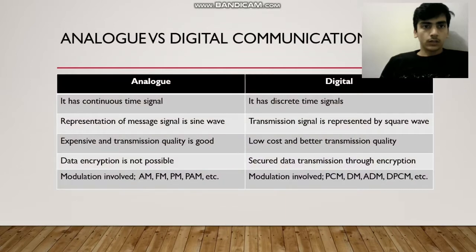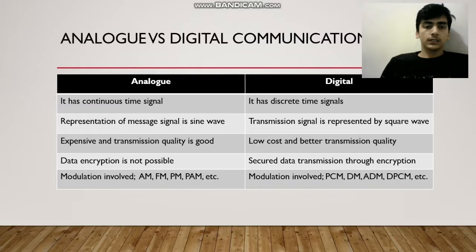And our third topic here is analog versus digital communication. Analog communication has continuous time signals, whereas digital has discrete time signals. The representation of messages in analog is a sine wave, whereas that of digital is a square wave. Analog is expensive and the transmission quality is pretty good, whereas digital is low cost with better transmission quality.